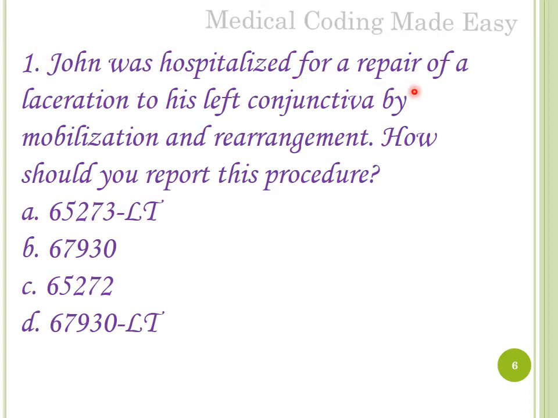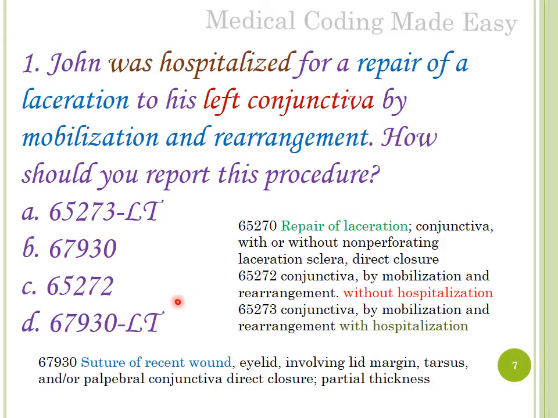So let's see an example. John was hospitalized for a repair of laceration to his left conjunctiva by mobilization and rearrangement. How should you report this procedure? To save time, first we can go through these 4 codes. 65270 is repair of laceration. 272 is laceration of conjunctiva without hospitalization. The next code is with hospitalization. And 67930 is the suture of recent wound. The question says he was hospitalized, so the code must be with hospitalization.